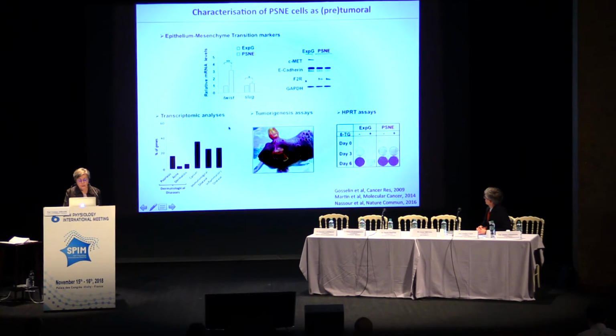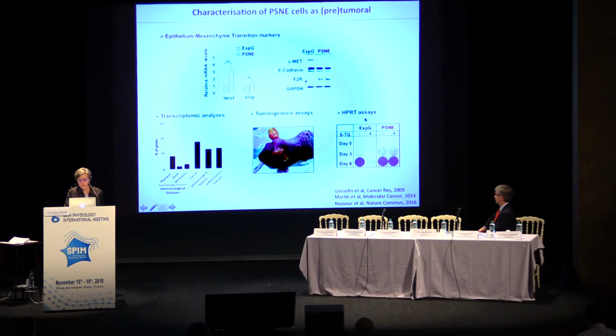For example, also this decrease in the expression of MET, which is a receptor specific of epithelial cells. We also performed transcriptomic analysis, which shows that about 40% of the genes of the transcriptomic signature of these post-senescent cells are common with genes activated in cancer. And also, importantly, we have done a tumorigenesis assay, and we have shown that these post-senescent cells generate some skin lesions which were characterized as a small hyperplasia or small carcinoma.